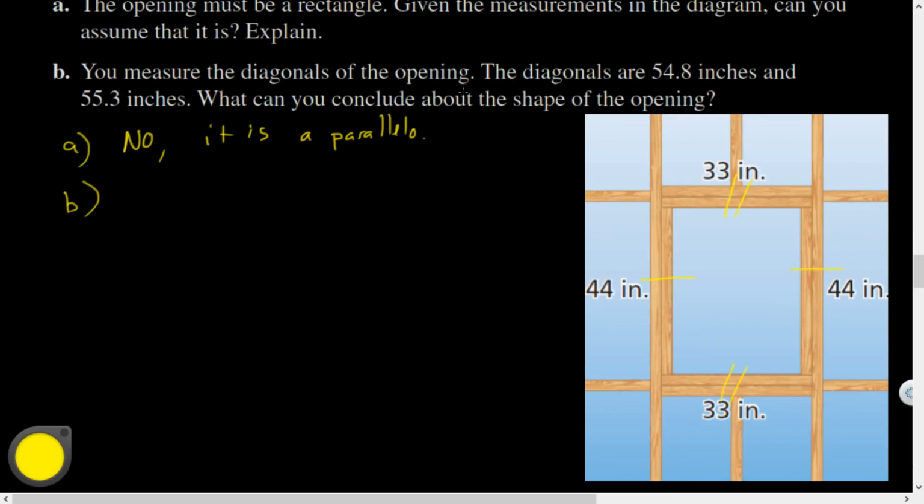It says you measure the diagonals of the opening. Aha, diagonals, right? So if you measure these, and this is something that I did back in the days of construction with someone who was not an official geometrician. They were just my boss who'd be like, hey, let's measure the diagonals of this. And it says these diagonals are both 54.8 and 55.3. Do you guys think it's a rectangle?